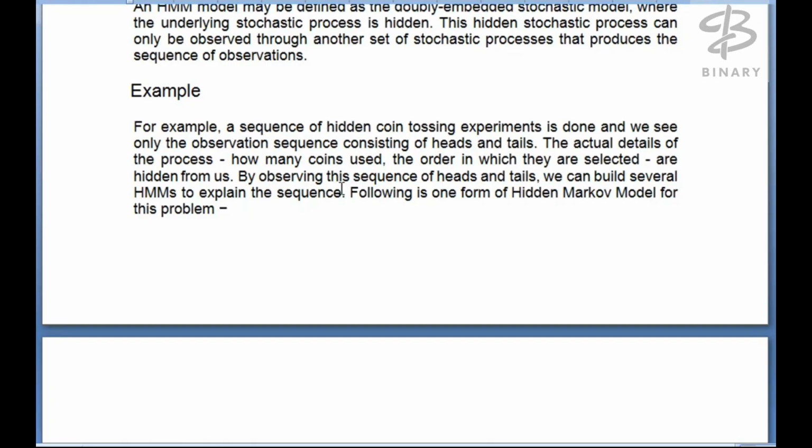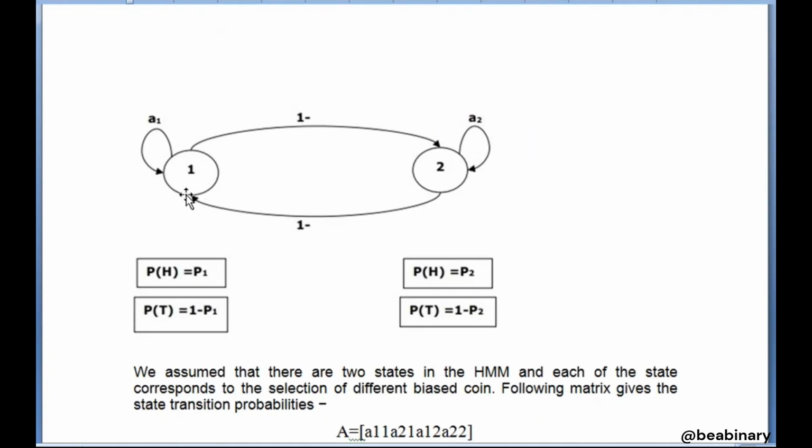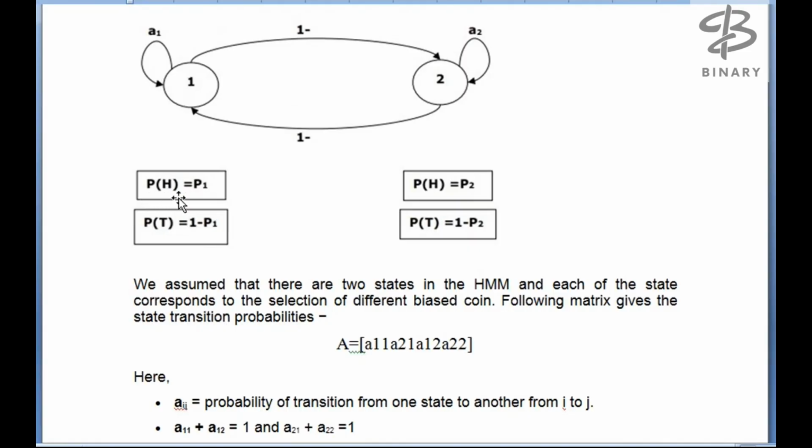By observing this sequence of head or tail, we can build several HMMs to explain the sequence. अभी दिखाएंगे. For example, the hidden Markov model में आपका ये है. This is one state, this is second state, and this you see here. This, then we have self, then this, then we have to come here. So what is the probability of head, P1, probability of head, P2, probability of tail, 1 minus P1, एक बार वेट हो चुका है. Probability of T will be 1 minus P2.